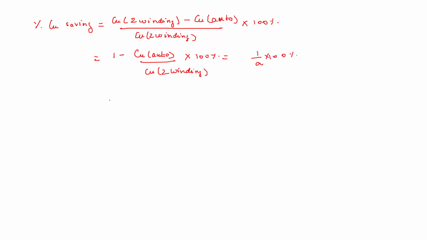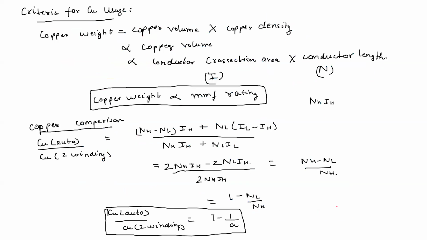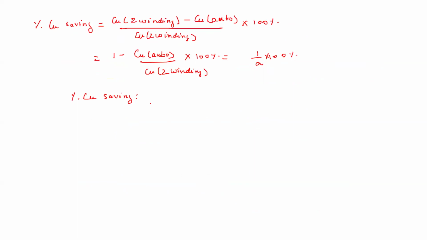It may be asked in some question that you find the value of A. You can calculate A, as they will give you the ratio: the number of turns, or the voltage level of the primary voltage of the auto transformer and the secondary voltage of the auto transformer. So you can get A, this is A auto. If they ask how much percentage copper is saved, you can directly write it as 1 by A auto into 100%.